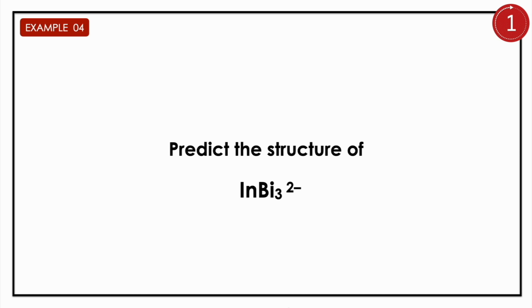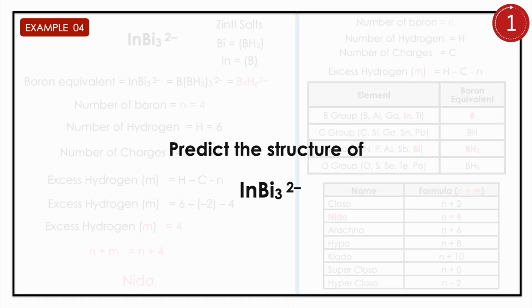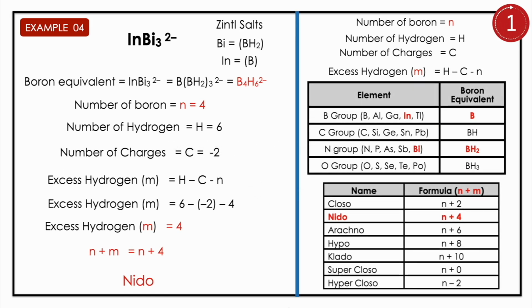Then the next example, InBi3 2-, is given, an indium bismuth Zintl salt. You should find the structure using Wade's rule. Here the dianion is given. We will go by the basics. It is a Zintl salt. We will find the boron equivalent.